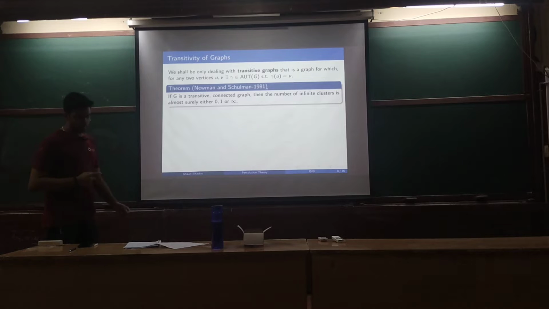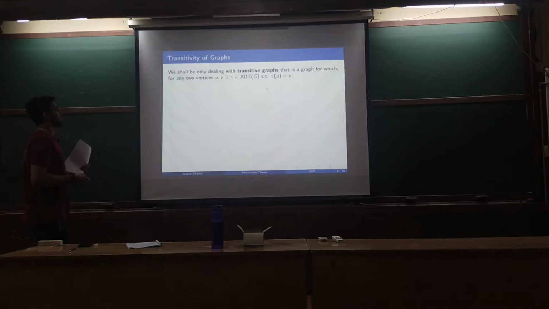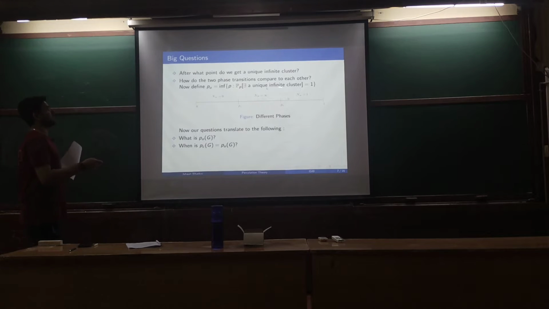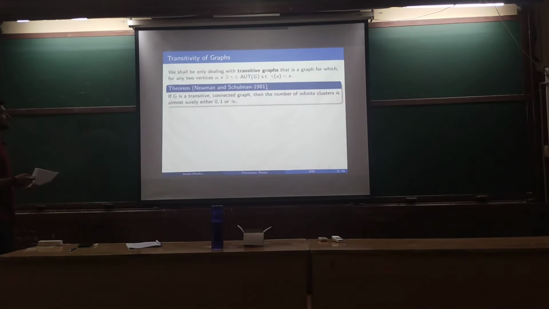So here is a theorem by Newman and Schulman that I'll prove later: if you have a transitive connected graph, then this random variable n infinity can only take these three values. So it cannot be 5. The number of infinite clusters cannot be 5 or 4 or whatever. The fact that n infinity is constant is trivial to see, because of Kolmogorov's 0-1 law, so it is a constant almost surely. But what constant is it? You can figure it out, and it happens to be only 0, 1 and infinity. So this is only for transitive graphs, by the way.